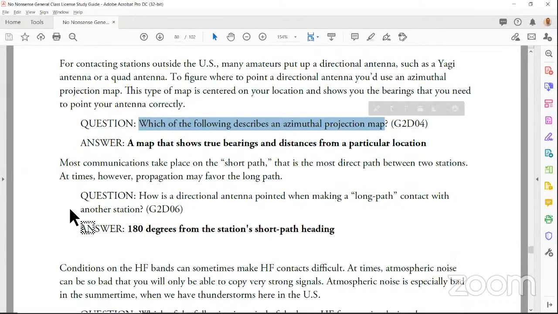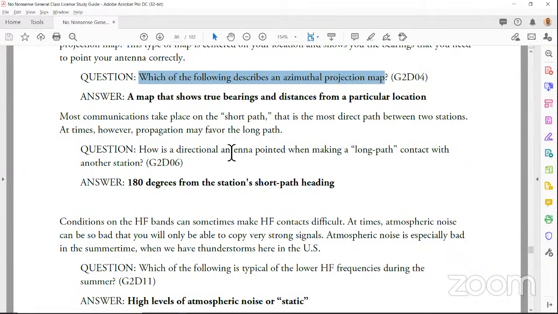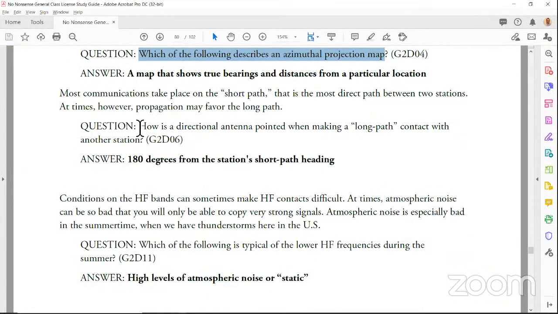Next question. Which of the following describes an azimuthal projection map? So during our slide deck, we showed what an azimuthal projection map looks like. You saw that you could find the direction of a station with respect to yours as well as how far it is. So that's the answer: a map that shows true bearings and distances from a particular location. So if you want a reminder what that looks like, you can check the slides or the videos from our last session.